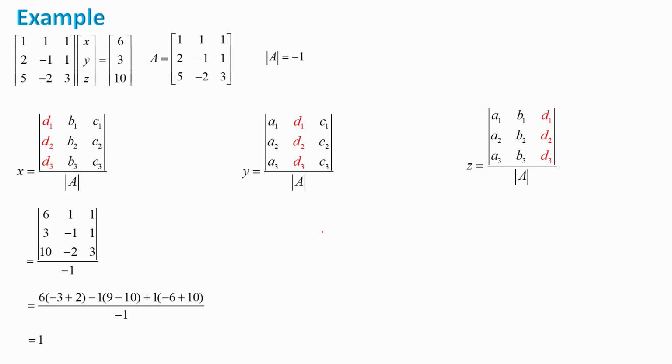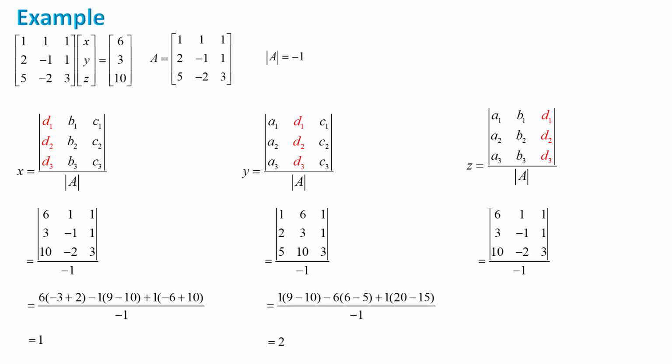Similarly, to work out the value of y, subbing in the values, working out the determinant in the numerator, comes out to be 2. Similarly, for working out the value of z, subbing in the information we have, and then working out the determinant at the top, and then simplifying, we get a value of z equals 3. So this is consistent with our previous two methods of getting x equals 1, y equals 2 and z equals 3.